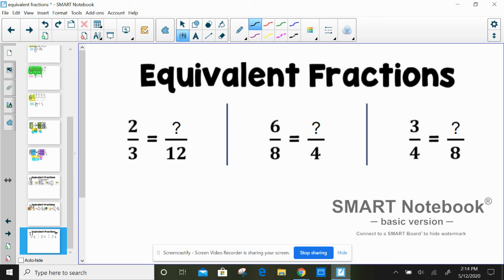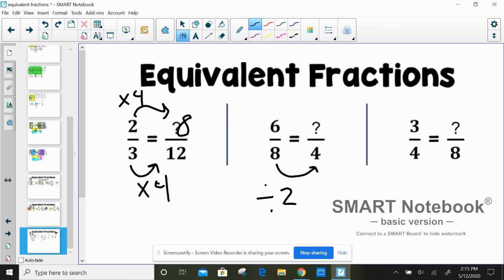Last one. They want to know here what this top number would be. Okay? So to get from 3 to 12, we need to multiply by 4. And if you're multiplying the bottom by something, you have to multiply the top by the same number. So here we'd multiply the 2 by 4, which is going to give me 8. Now we have 8 12ths on that side. To go from 12 to 4, we would need to divide by 3... we're doing something to the bottom, we need to do it to the top. So 6 divided by 2 would be 3. So 3/4. To go from 4 to 8, we would need to multiply by 2. And so we need to multiply the top by 2, which is 6.